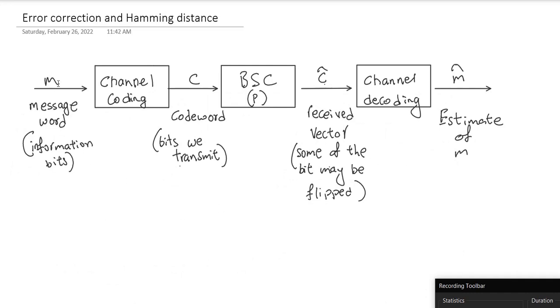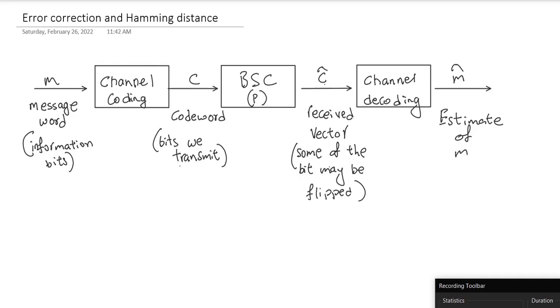So we start with a message word, which is a vector of information bits. We apply channel coding to M and we get C, which is a code word. These are the bits we will transmit. After transmitting through a communication channel, which we are modeling as a binary symmetric channel, we receive a vector called C hat. Now C hat may either be the same as C or some of the bits may be flipped. The goal of channel decoding is to convert C hat into an M hat, which is an estimate of what was transmitted in the information bits. Hopefully, if we do our channel coding correctly, then M hat will be equal to M.